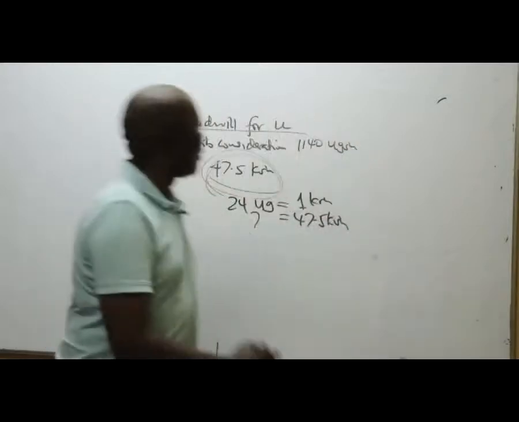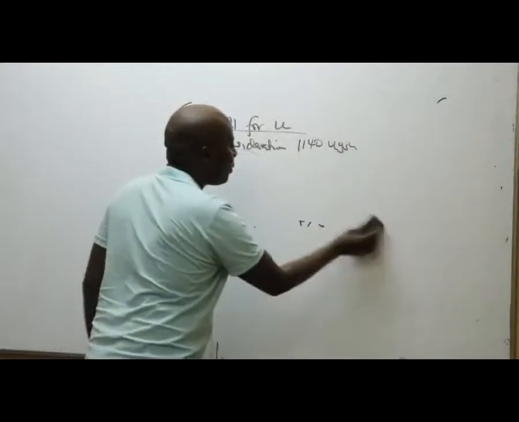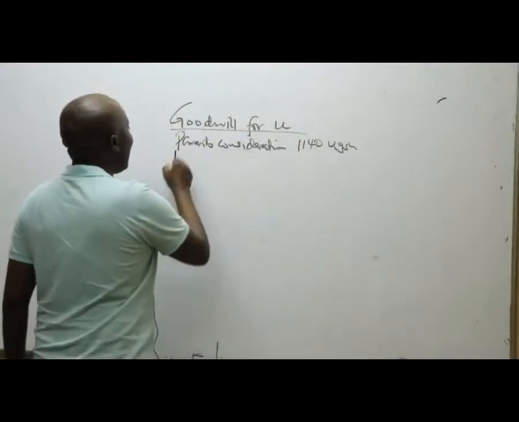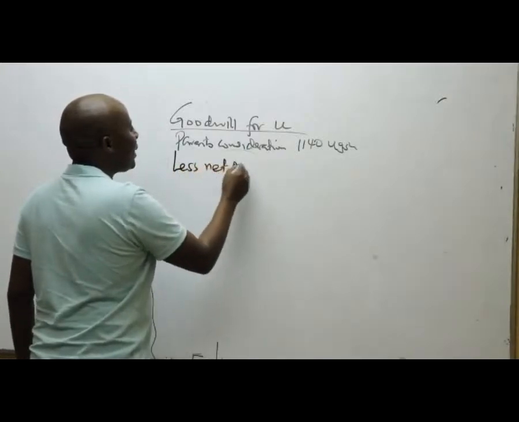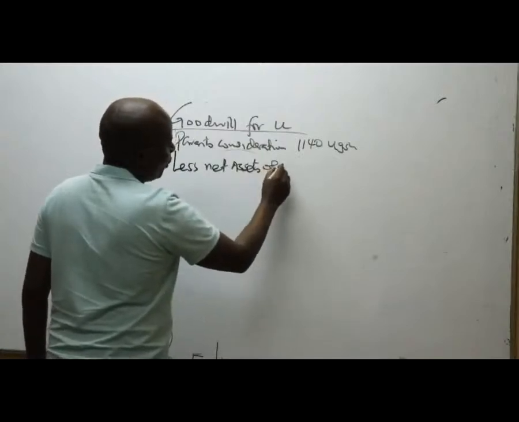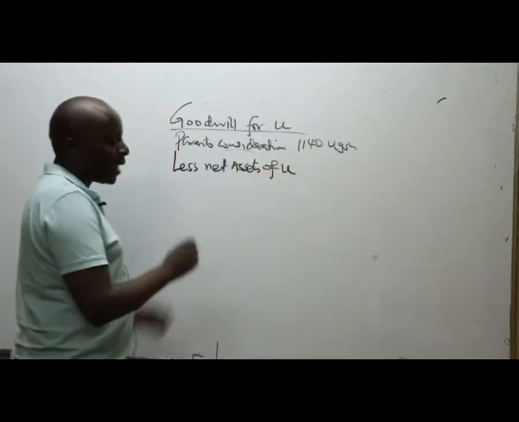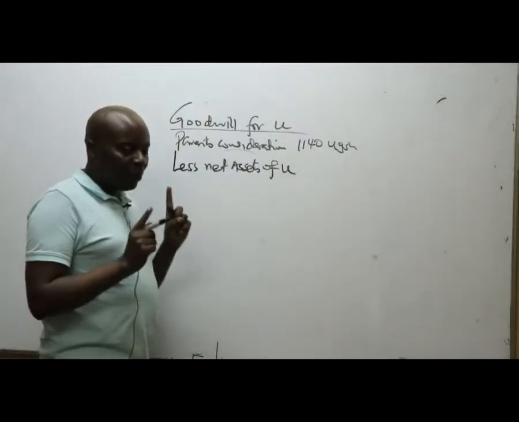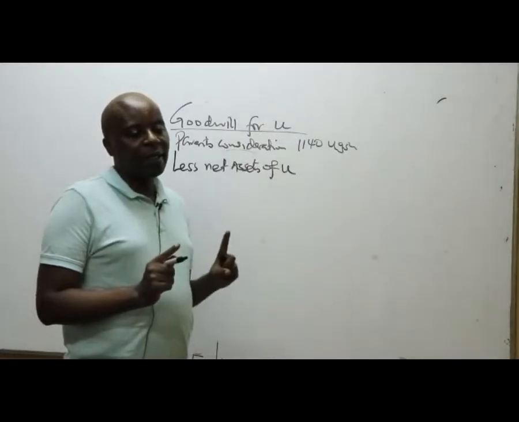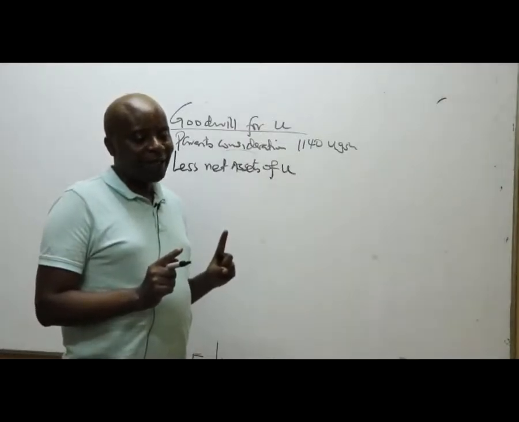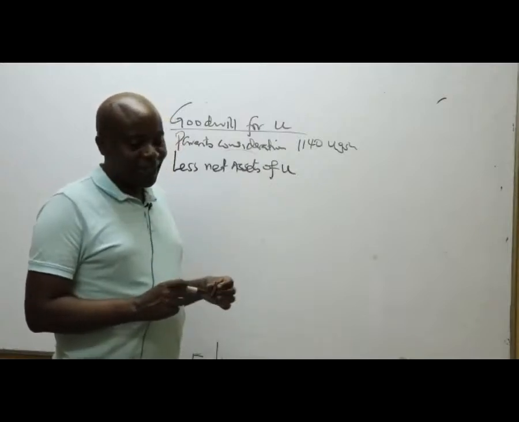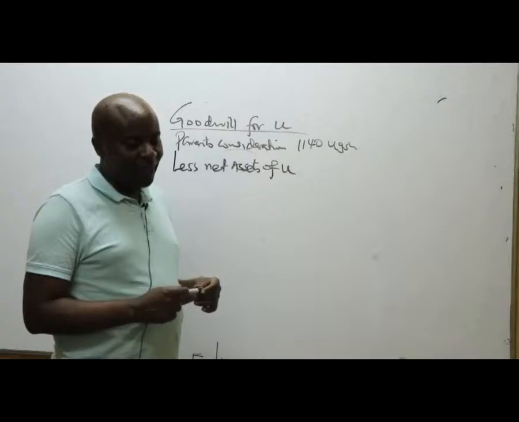It's 1140. So from there, ladies and gentlemen, I'll move with haste and subtract the net assets of this Ugandan firm at acquisition date. Are you able to see the value of the net assets of Uganda? Net assets of Uganda, 1,800.